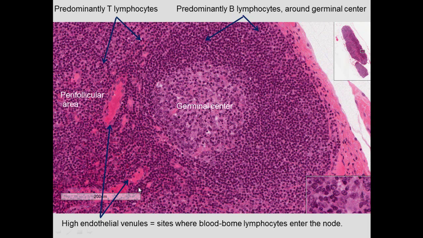And also this is where we have high endothelial venules. So you have endothelial cells that look more like cuboidal cells around these venules. So you've got the venules with endothelial cells that look more like cubes than flattened. And this is the site of the blood-borne lymphocytes that enter the lymph node.